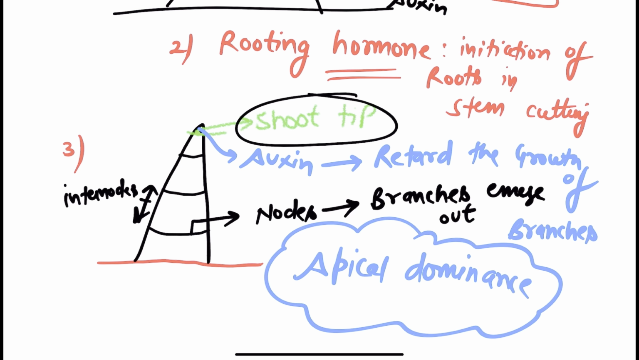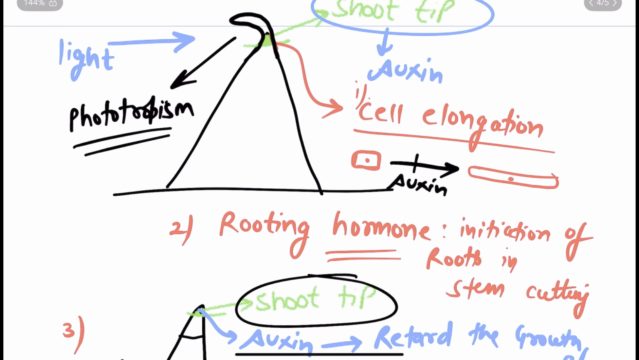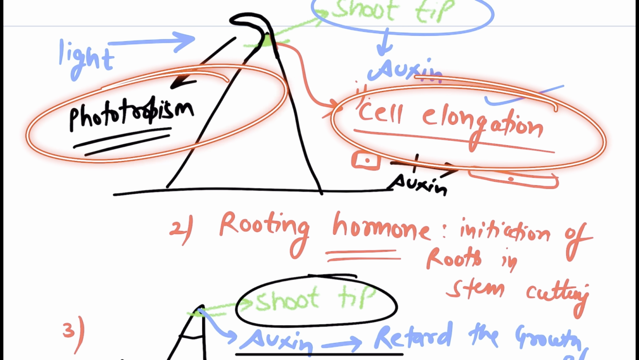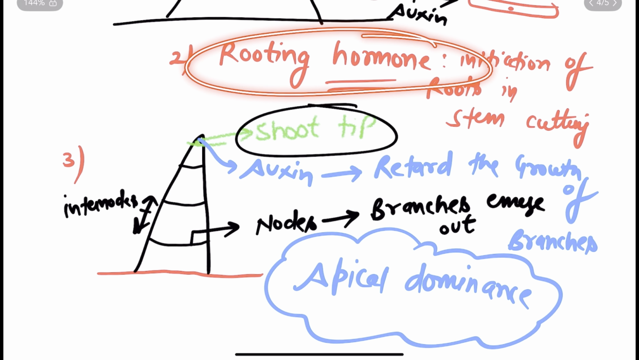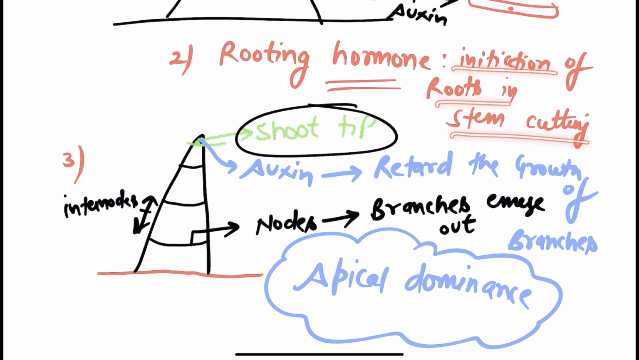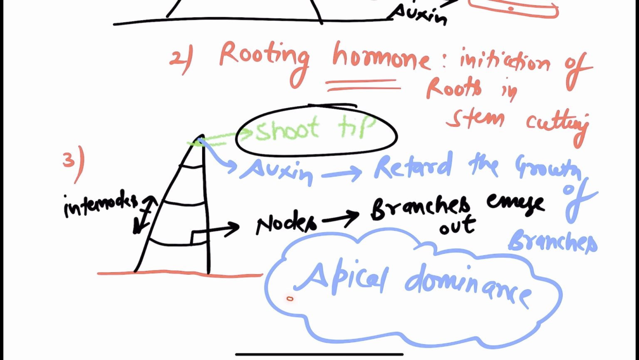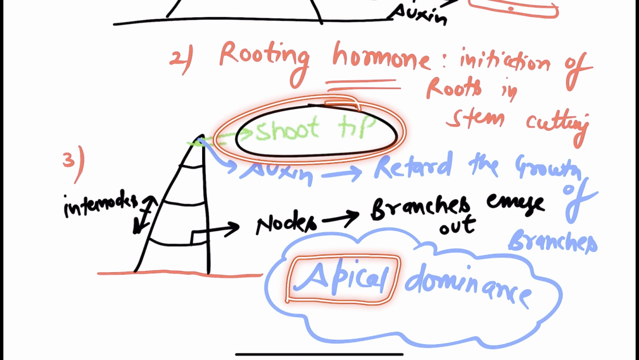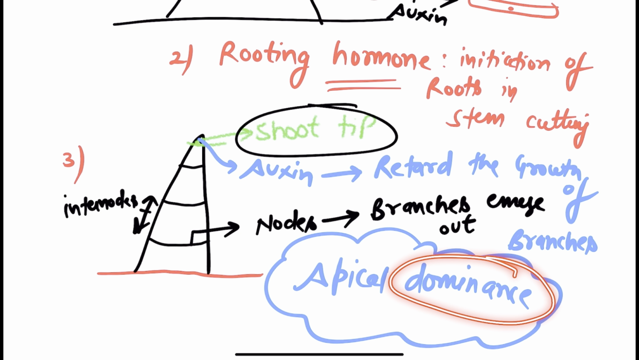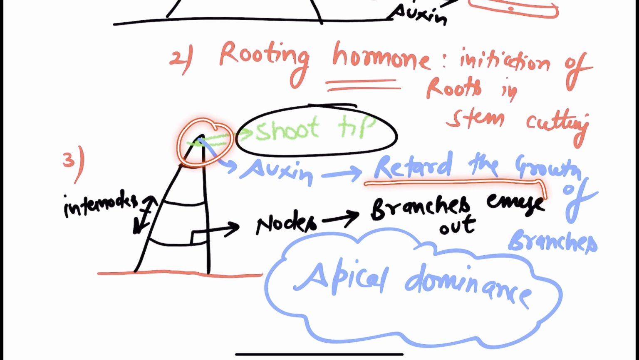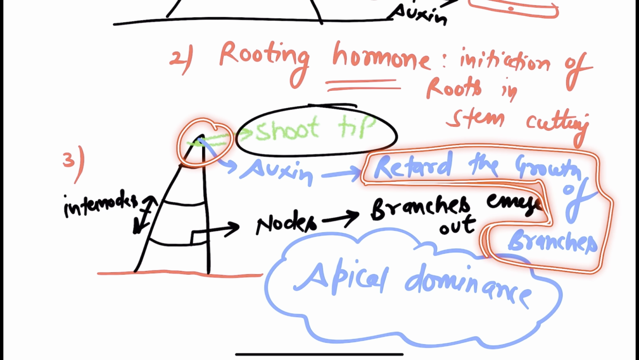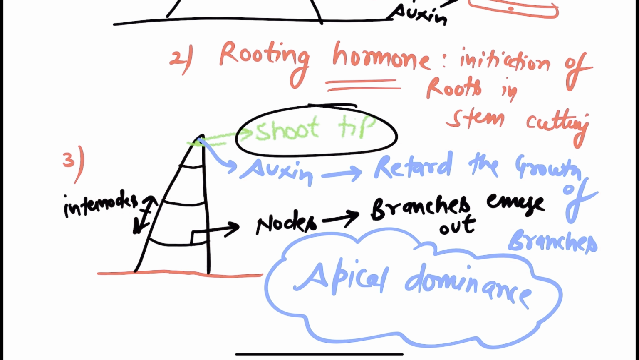So just remember three functions of auxin. It is involved in cell elongation, involved in the phototropic movement. It is a rooting hormone, initiating the root in the stem cutting, and it is also responsible for apical dominance, because auxin is produced at the apex, at the shoot tip, and it produces the dominating effect. That means if auxin is there, the growth of the branch is inhibited at the node level, so no branches will emerge out, right? So this is the hormone auxin.